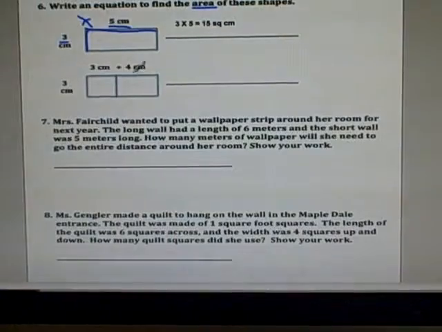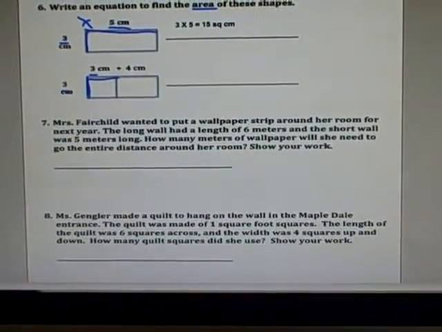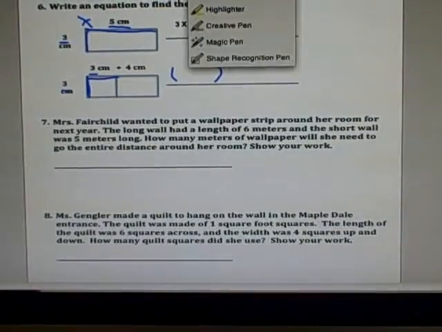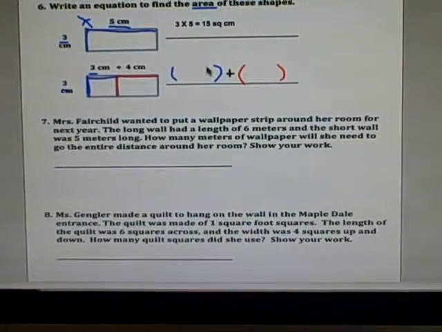This one we have to find the area of 2 separate rectangles. So this one first is a 3 by 3, right? So we're going to do this one first. Then we're going to add the area of this rectangle, which is a 3 by 4. All right, so let's figure this out here.